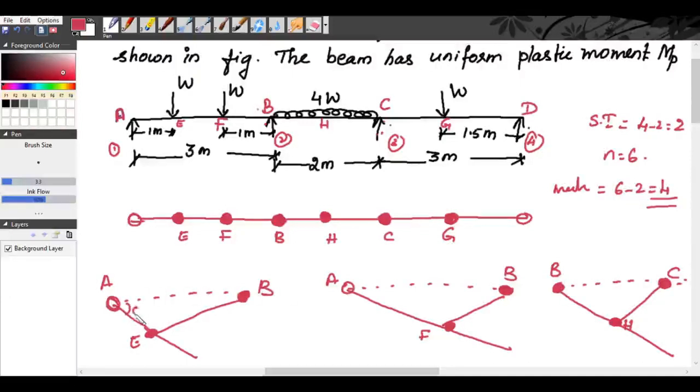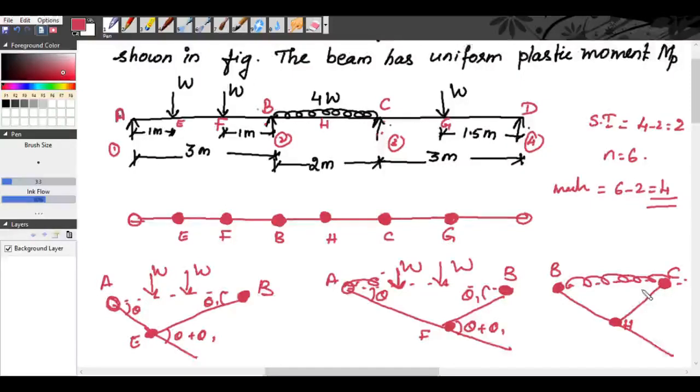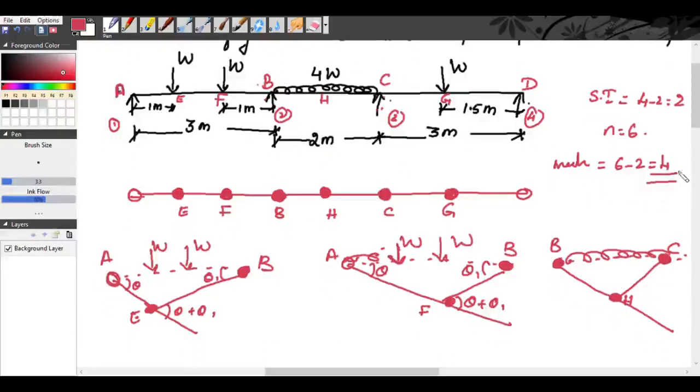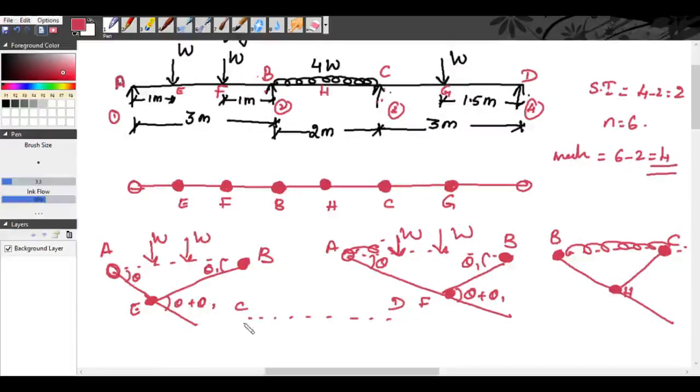Here you can take the rotations as theta and theta 1, so theta plus theta 1 at the hinge. Similarly here also you can assume all the loads W, and here it is a UDL. Now take the span CD for the fourth mechanism. When you take CD, you will have a plastic hinge at C. Here you will have a mechanical hinge. Then at G you have a plastic hinge.